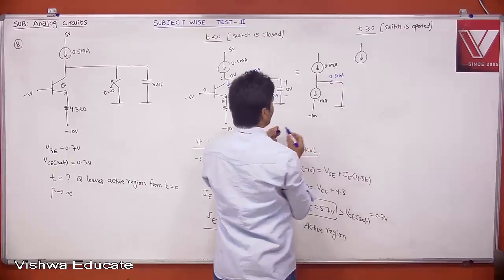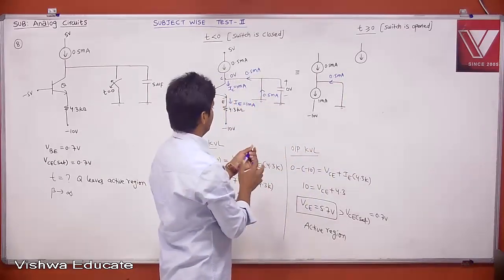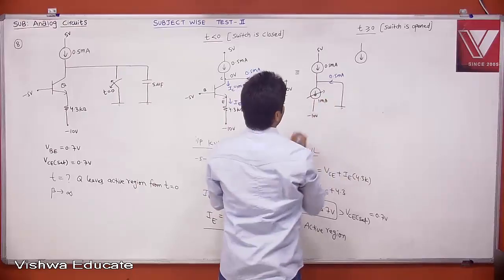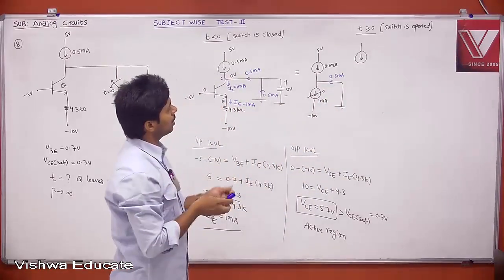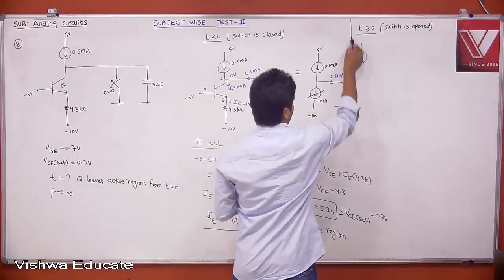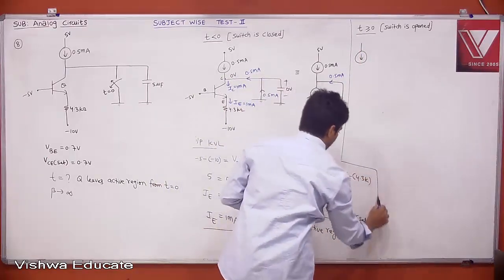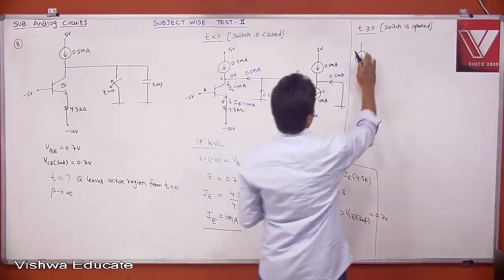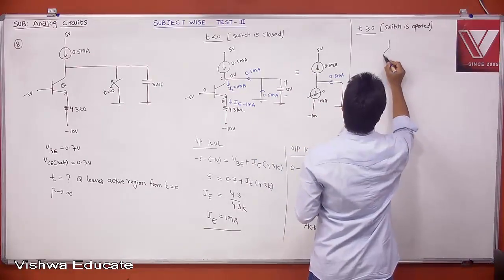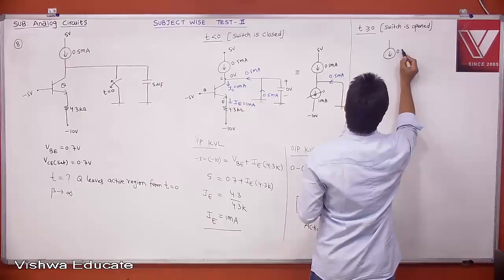This is what we have, right? Basically, this is your 5 volt. This is nothing but your current controlled current source. Therefore, what will it be? That is what we calculated. Now, what is our circuit when t is greater than or equal to 0 and the switch is opened? When the switch is opened, this is your 0.5 milliampere.